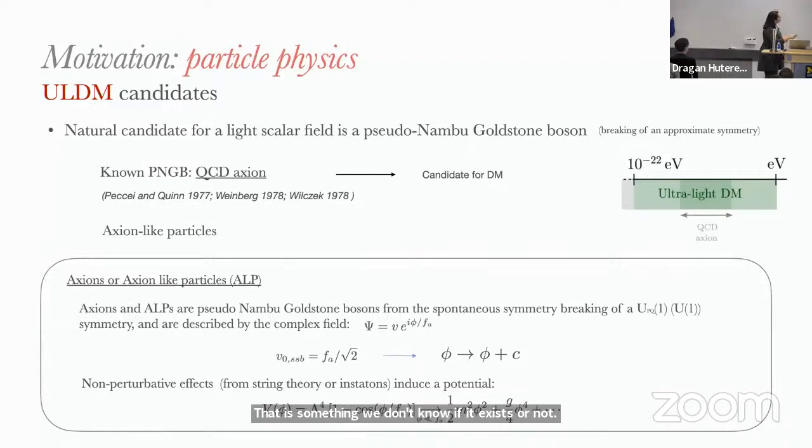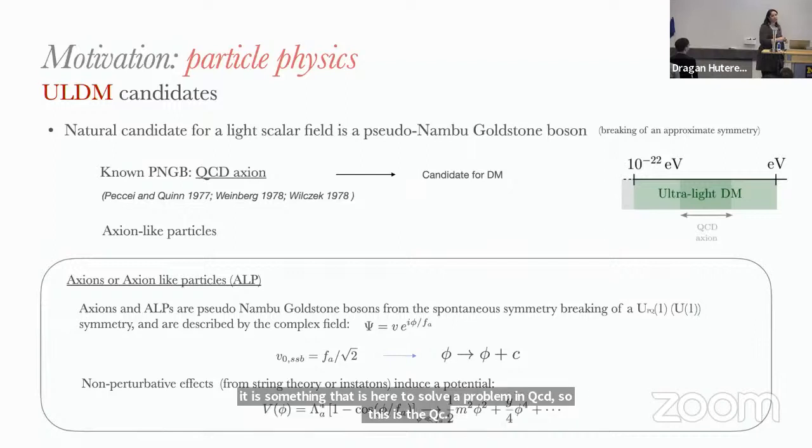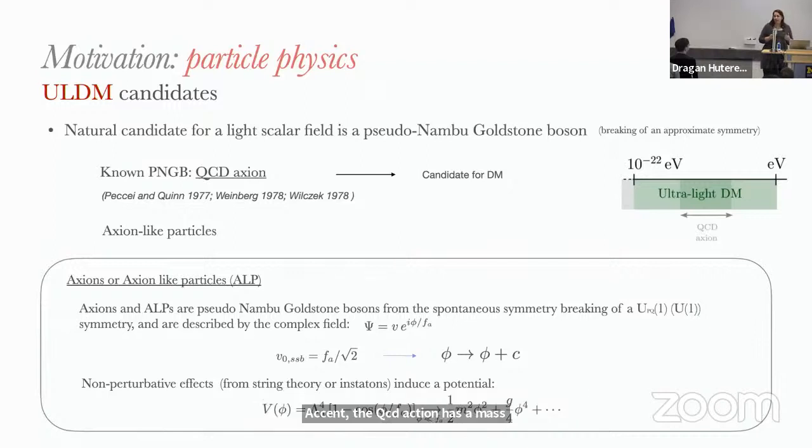The QCD axion has a mass around 10 to the minus 6, 10 to the minus 5 eV. So it's very, very light, but not as light as the other masses we're talking about. So we still have something to get to 10 to the minus 22 eV.